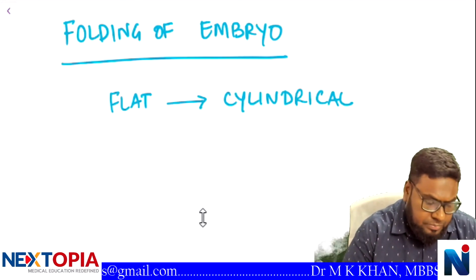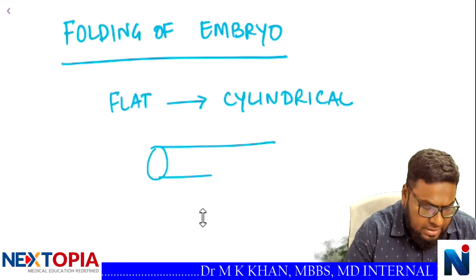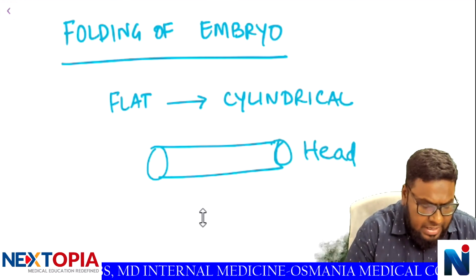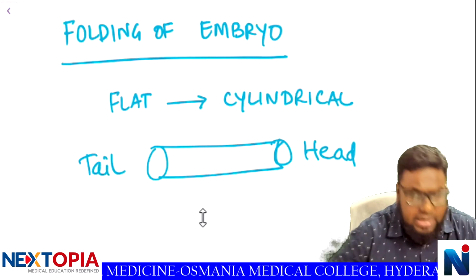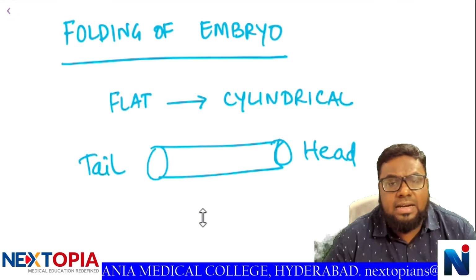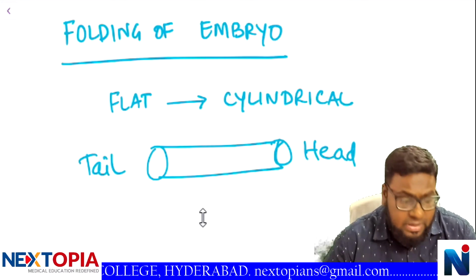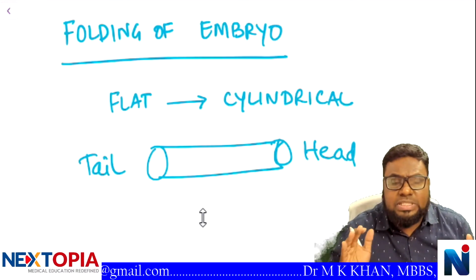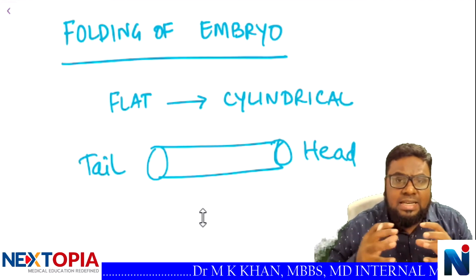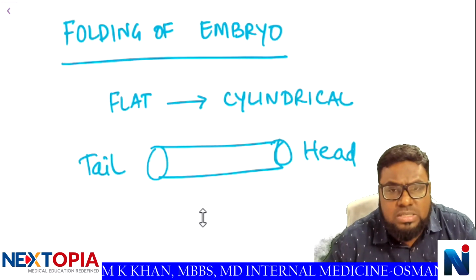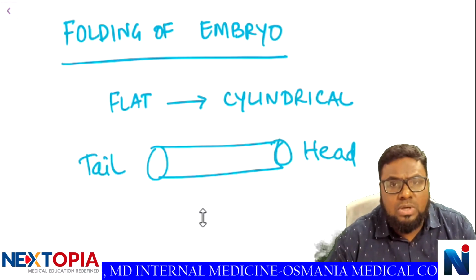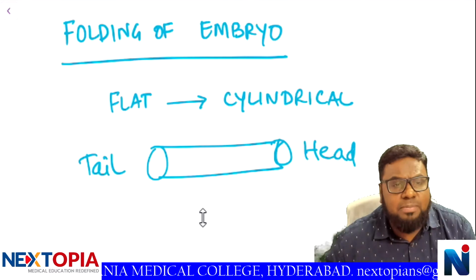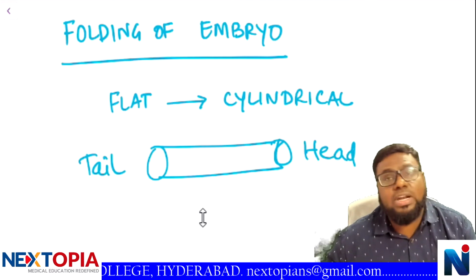Now this cylindrical, I'll draw a cylinder like this. So now this cylinder has got a head end and a tail end. It has got an axis, head end and a tail end. However, these are very close to each other. They are not away from each other. But with increasing length of the disc, what happens is it causes a bulge into the amniotic cavity. And this bulge into the amniotic cavity is where the folding of the embryo is occurring.